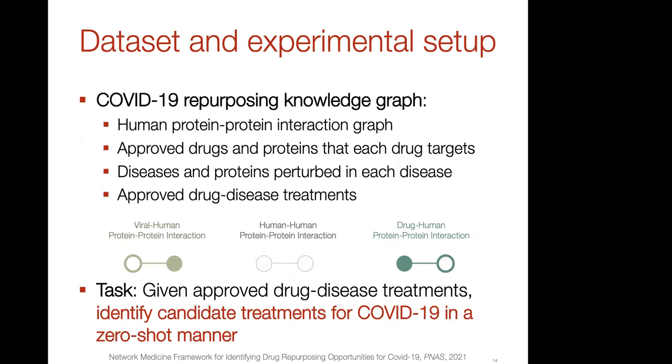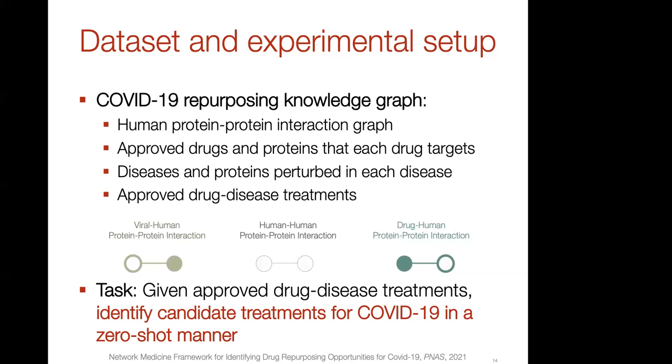First, we built a data set, and the data set had the following structure. It consisted of the human protein-protein interaction graph. This is a network where nodes are protein-coding genes, and edges between them indicate physical interactions between proteins. On top of that graph, we have information about approved drugs and their mechanism of action, in the form of the proteins that each of those approved drugs in the US targets. And then also information about diseases and proteins that are known to be perturbed in each disease.